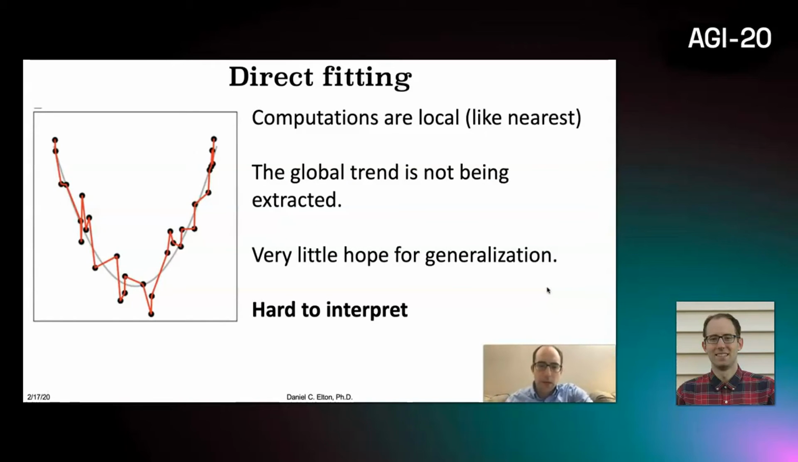So we can notice some interesting things about direct fitting. The computations are local, and they are almost like a nearest neighbors type computation. The global trend here is not really being extracted, and there's not really any hope for generalization. However, on the other hand, this kind of procedure can fit almost any data. So if this curve was to suddenly drop down, it would have no problem fitting it. So these models are extremely flexible, but the flexibility here also makes them hard to interpret.